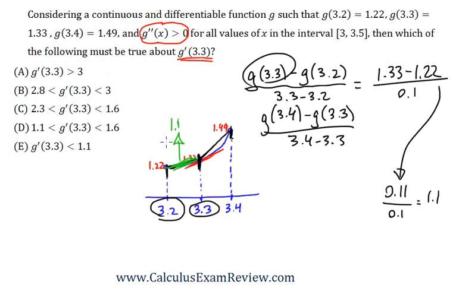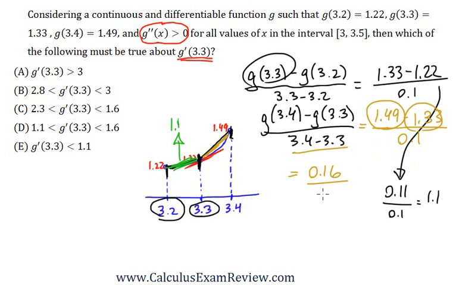Now how about the average rate of change between 3.3 and 3.4? Well, we're going to get g of 3.4, which is 1.49, subtract g of 3.3, which is 1.33, and divide everything by 0.1, right? 3.4 minus 3.3. So this here, what are we going to get? 1.49 minus 1.33. It is 0.16. Divided by 0.1 is 1.6.